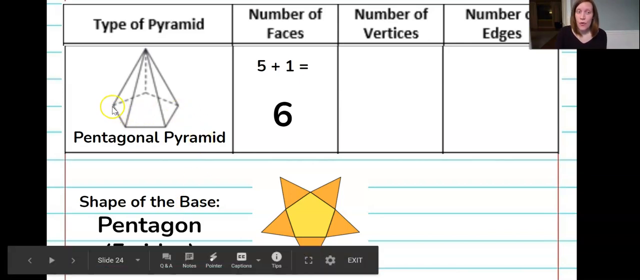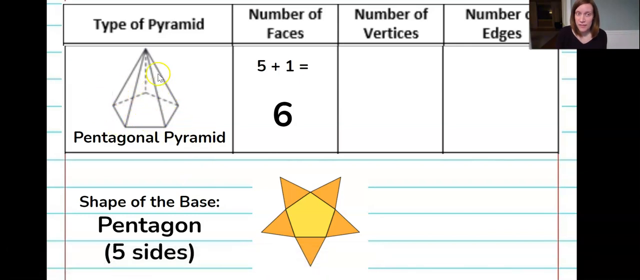Vertices, we're going to have 1, 2, 3, 4, 5 on the bottom because it's a pentagon on the base, plus our 1 at the top. 5 plus 1 is 6 vertices.